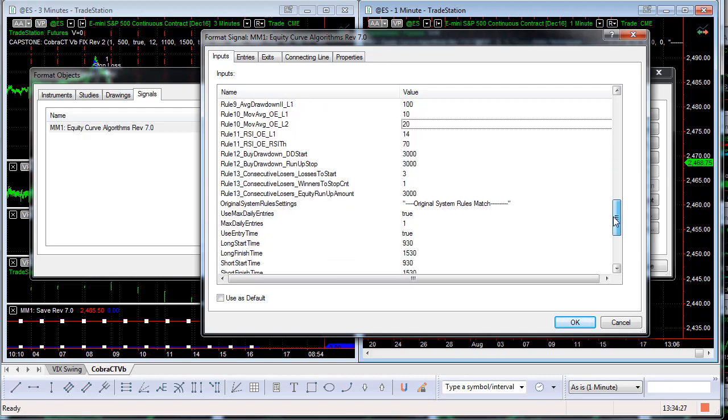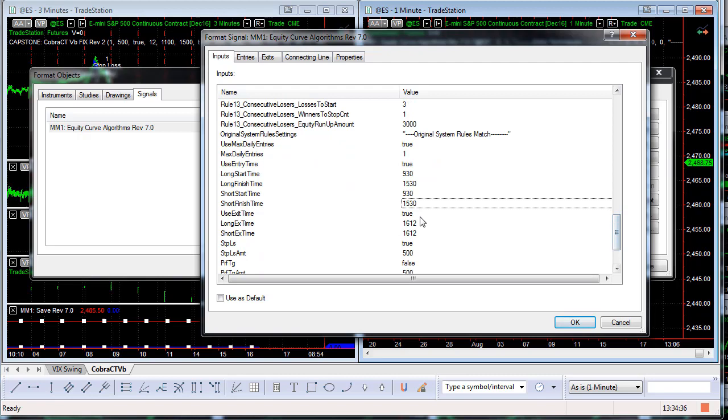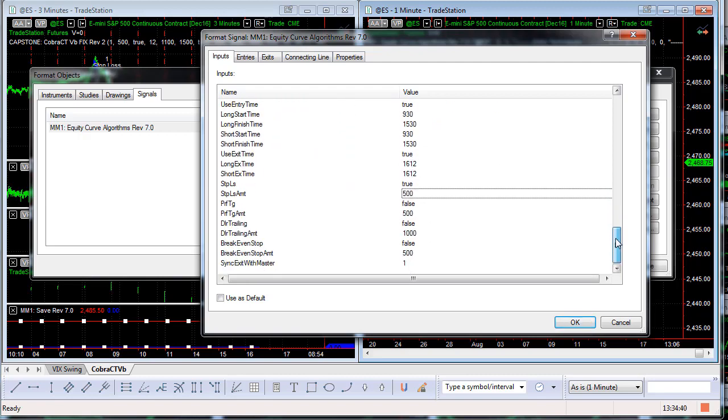And then max daily entries is 9:30 to 15:30 for longs and shorts. We set that entry time window to true. Exit time 16:12. $500 stop loss. Same. These settings are the same as the base strategy. We sync exit with the master. We set that to 1.